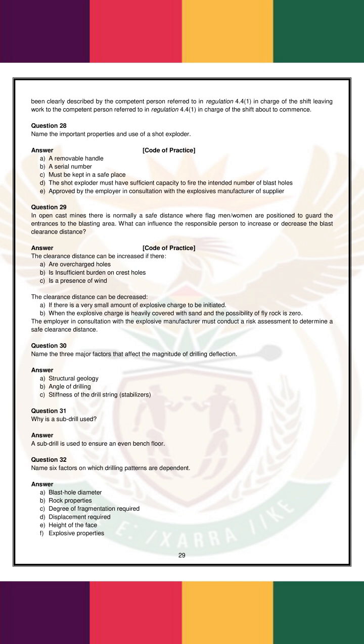Question 29. In open cast mines there is normally a safe distance where flag men/women are positioned to guard the entrances to the blasting area. What can influence the responsible person to increase or decrease the clearance distance? The clearance distance can be increased if there A. Are overcharged holes. B. Is insufficient burden on crest holes. C. Is a presence of wind.